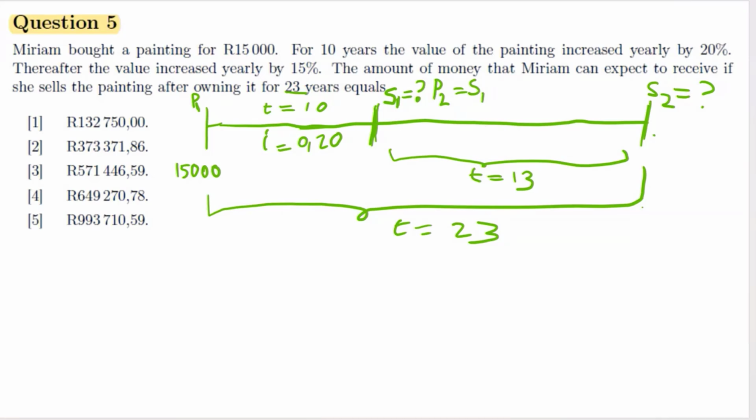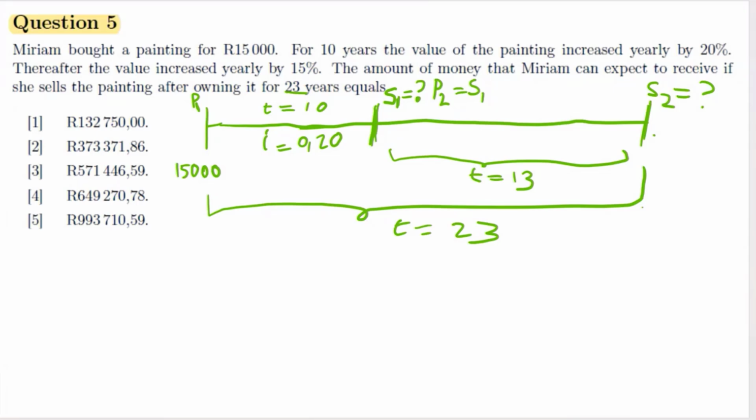Compound interest. Why compound interest? I didn't expect a why question, but isn't it compounding? So the overall amount she can expect after 23 years is a compounded amount from the 15,000 to whatever the S would be after 23 years.